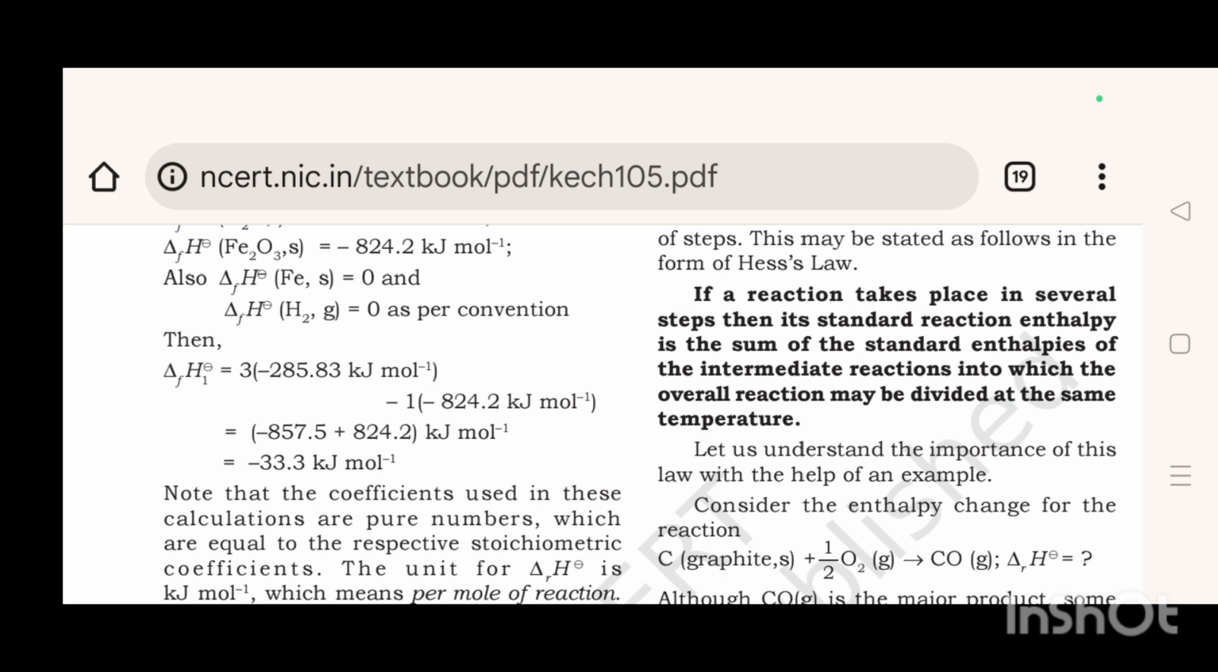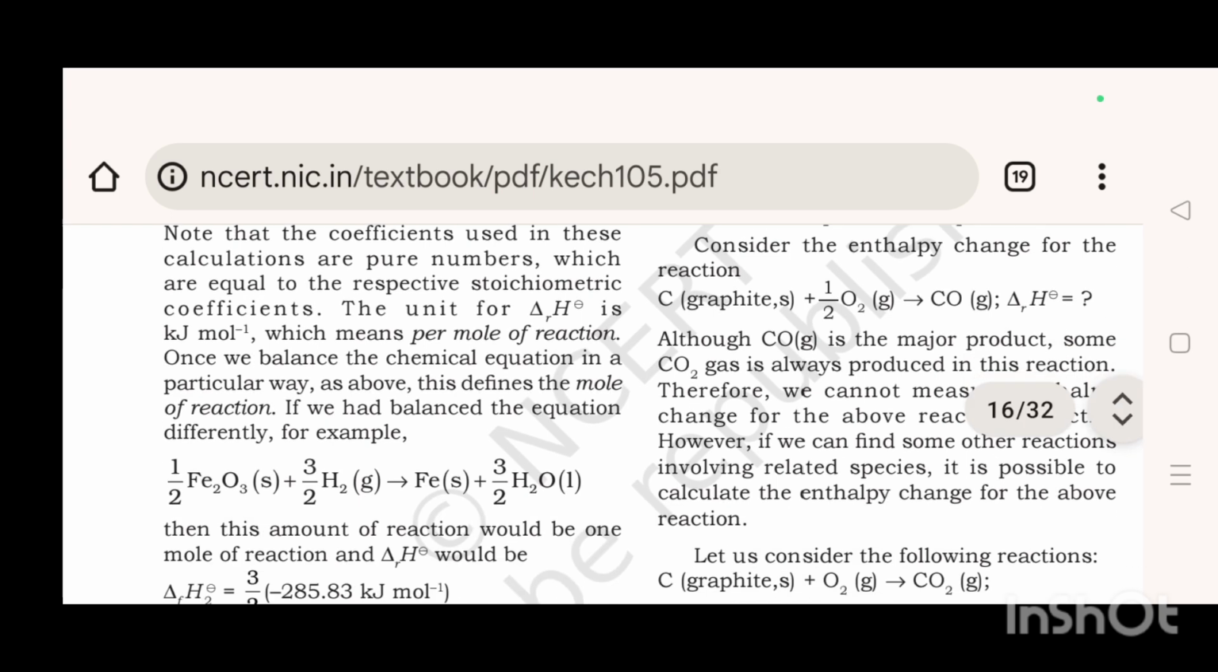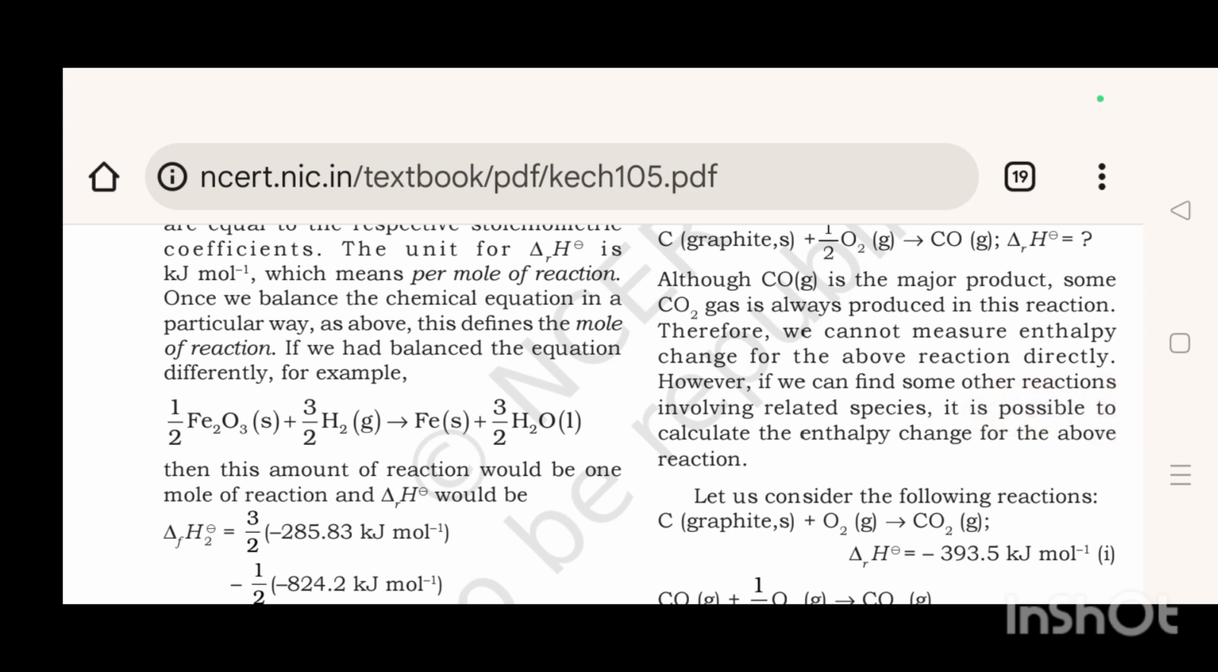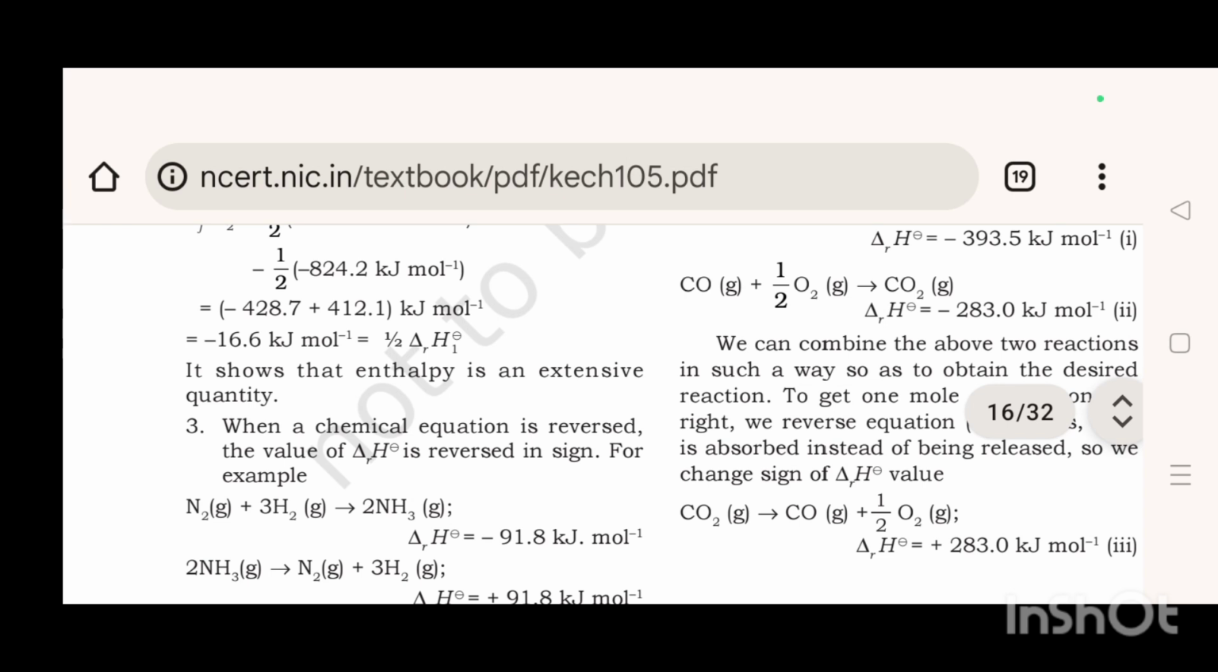Note that the coefficients used in this calculation are pure numbers which are equal to the respective stoichiometric coefficients. Thus the unit of ΔrH is kJ mol⁻¹, which means per mole of reaction. Once we balance the chemical equation in a particular way as above, this defines the mole of reaction. If we had balanced the equation, for example, as half Fe2O3 plus 3/2 H2 gives Fe plus 3/2 H2O, then this amount of reaction would be 1 mole of reaction, and ΔrH would be minus 16.6 kJ mol⁻¹. It shows that enthalpy is an extensive quantity.